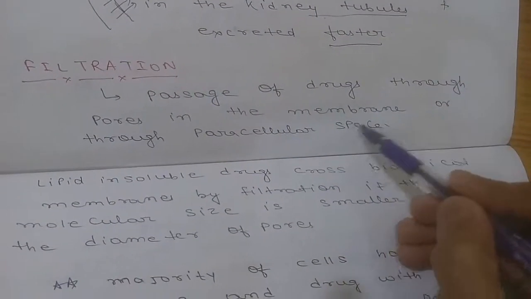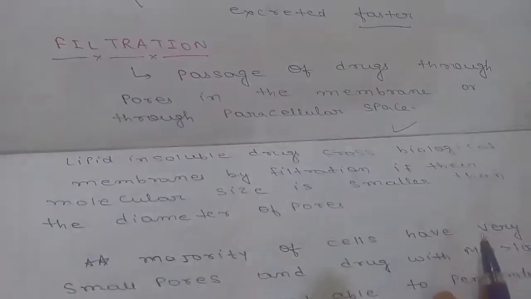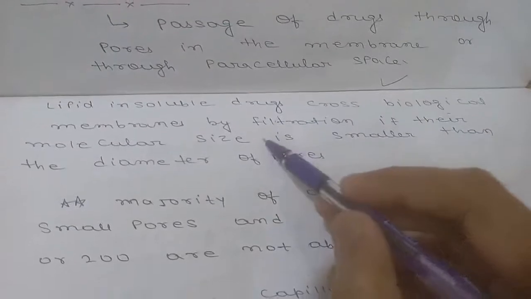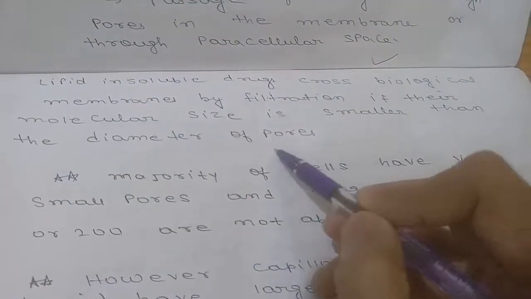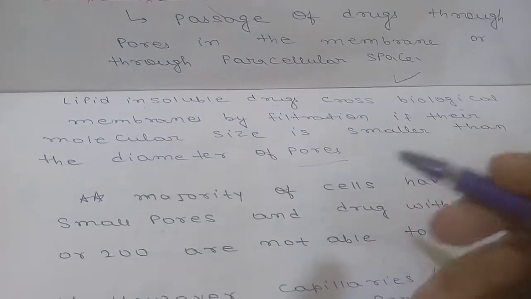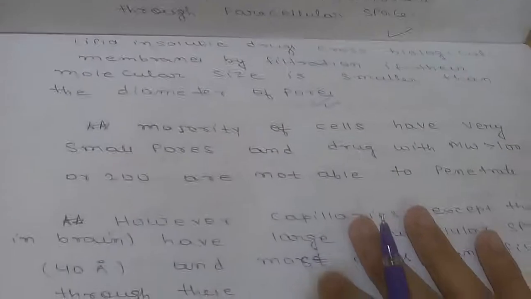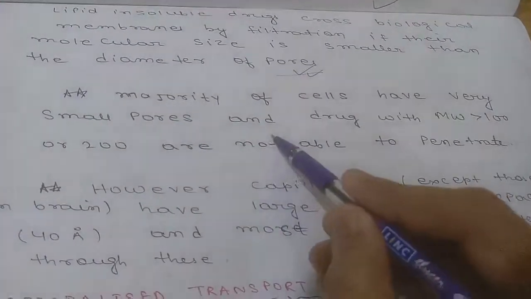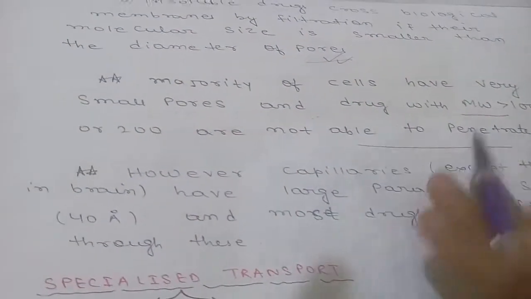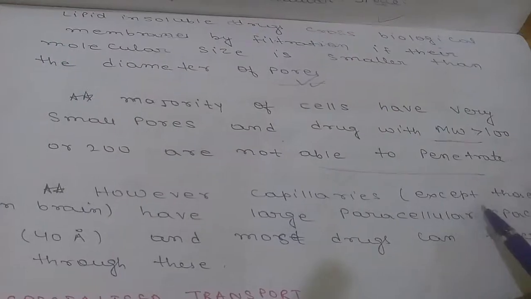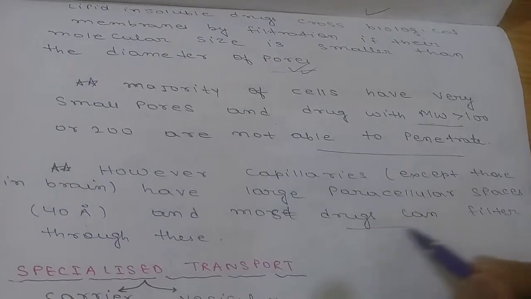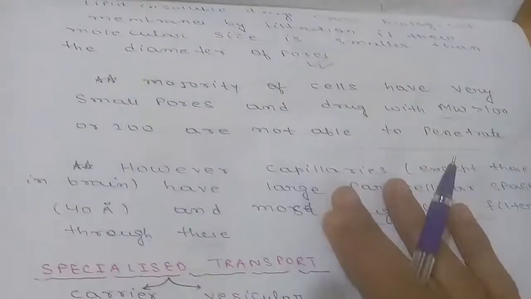Now the next one is filtration. Passage of drug through pores in the membrane or through the paracellular space is known as filtration. Clear? Lipid insoluble drugs cross biological membranes by filtration if their molecular size is smaller than the diameter of the pores. Clear? So filtration is for lipid insoluble drugs whose diameter is lesser than the diameter of the pores. The majority of cells have very small pores, and drugs with molecular weight greater than 100 or 200 are not able to penetrate or undergo filtration. Clear? However, capillaries, except those of the brain, have large paracellular spaces of 40 angstrom, and most drugs can filter through this. Clear? So this is all about filtration.